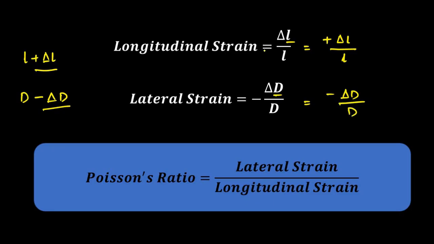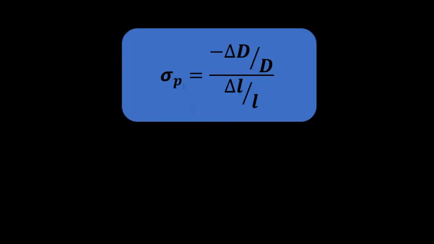So Poisson's ratio is basically the ratio of lateral strain to longitudinal strain, that is minus delta D by D divided by delta L by L. This is Poisson's ratio, sigma with subscript P. In some textbooks, you will find only sigma. Here I have introduced the subscript P so that you don't confuse it with stress sigma.